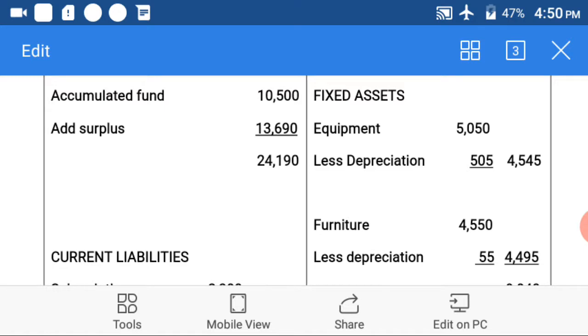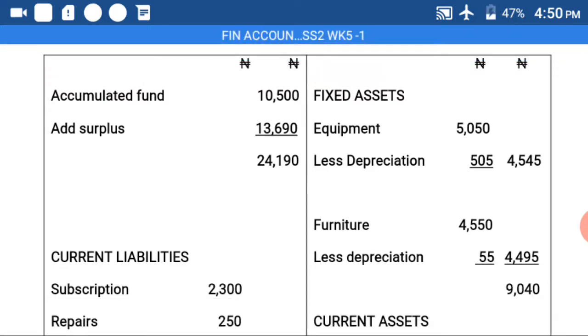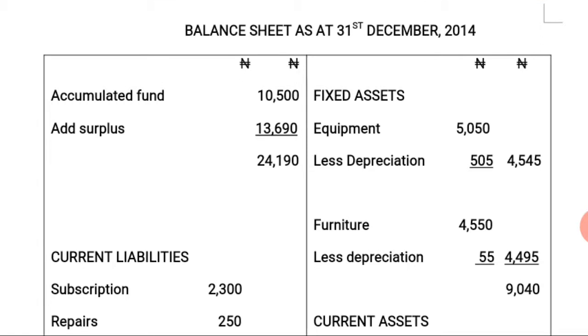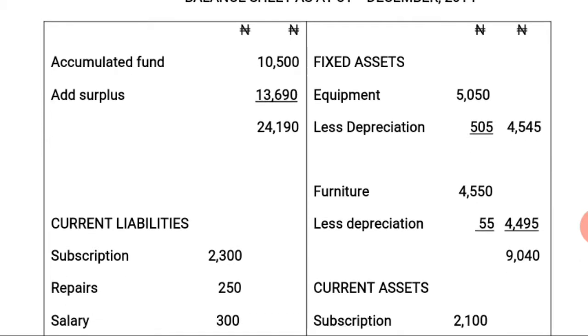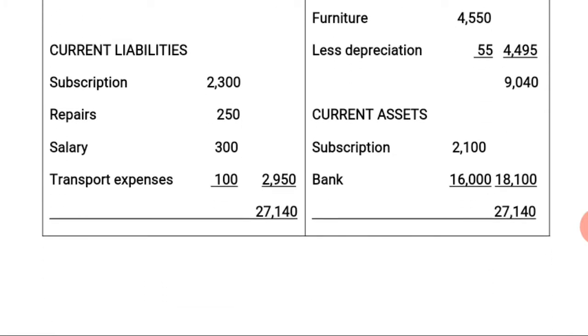To the left hand side of our balance sheet, we have the accumulated fund, which was determined by the preparation of our statement of affairs as at the beginning of the year. So the accumulated fund of 10,500 naira as decided in the statement of affairs. Then you add the surplus, that is the surplus that we get from income and expenditure account. You add it to our accumulated fund, and the surplus was 13,690 naira. So add it to 10,500 naira, you arrive at 24,190 naira.